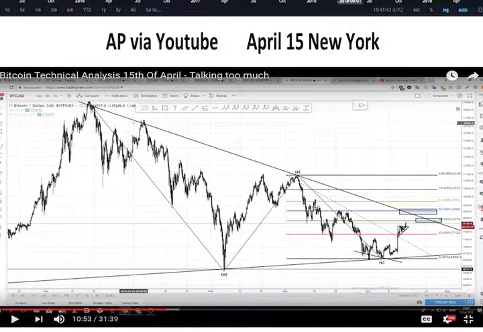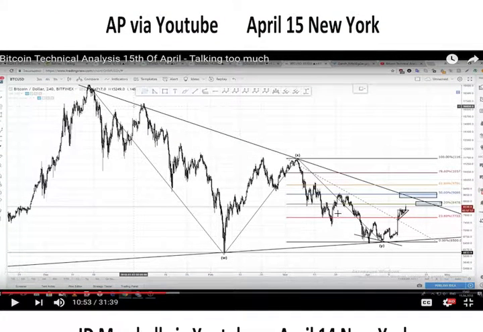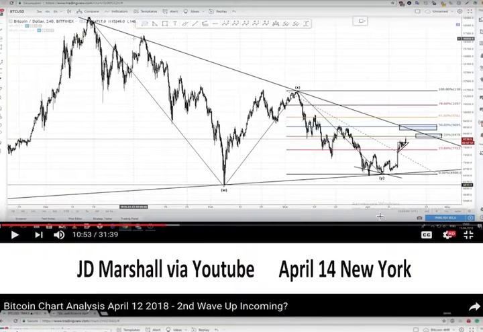And then we have AP, who believes that we finished an Elliott wave count, WXY, and now we're moving up. We should have another X failure and then move down to our final Z, which is down towards the 3,000 zone, where that's his target, his bearish target long term.